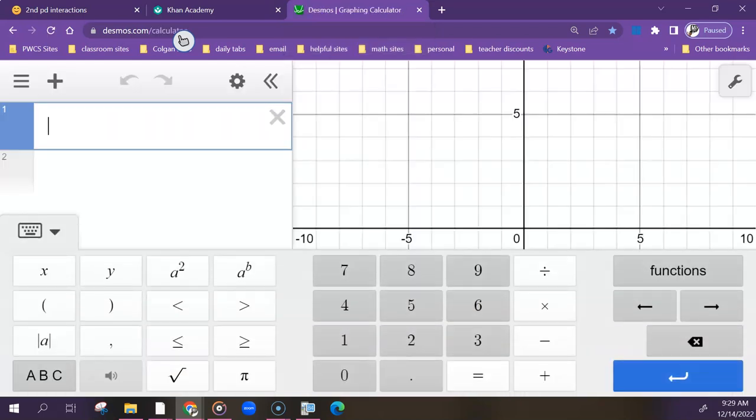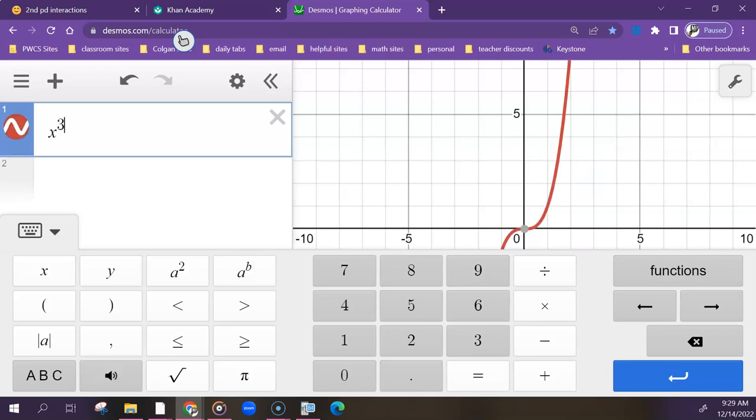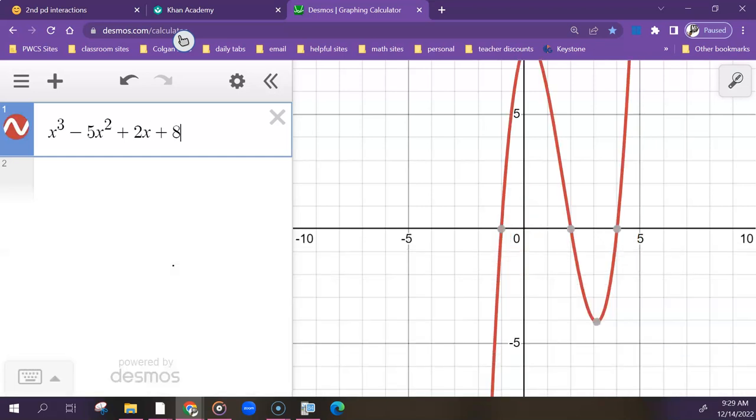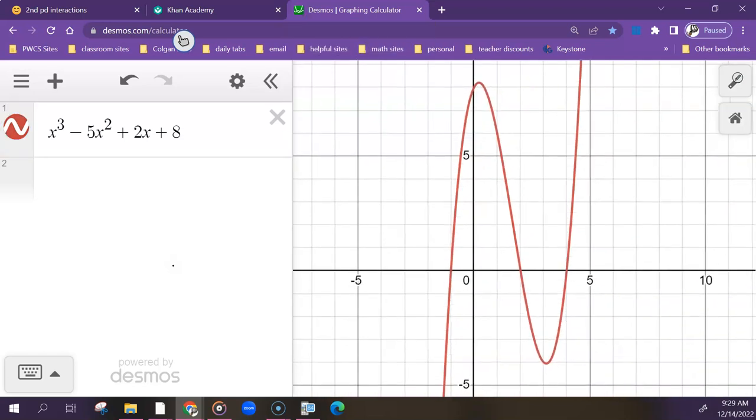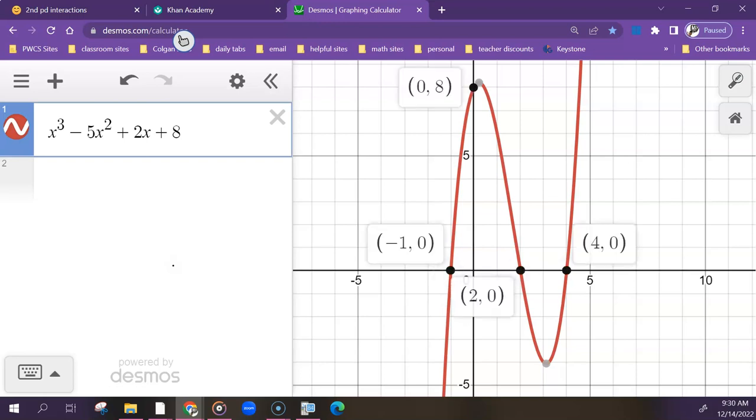Someone read off number 7 to me. Y equals x to the power of 3 minus 5x to the power of 2 plus 2x plus 8. So it will draw it for you. It will have points as to where your x and y intercepts are. So you can just click those and figure out what those are.